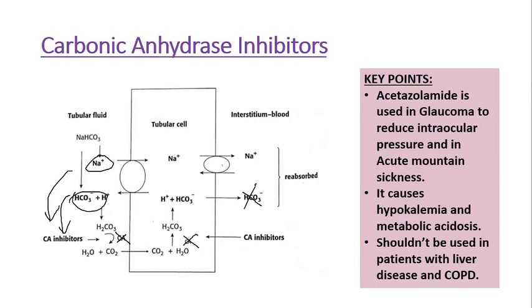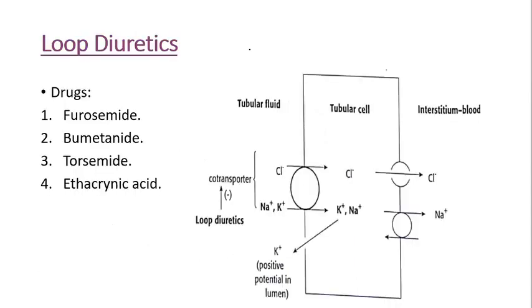Now some key points regarding carbonic anhydrase inhibitors. Acetazolamide is used in glaucoma to reduce intraocular pressure and in acute mountain sickness. Acute mountain sickness is because of the low levels of oxygen at high altitudes. It also causes hypokalemia and metabolic acidosis, as I've explained, and it shouldn't be used in patients with liver disease and COPD.